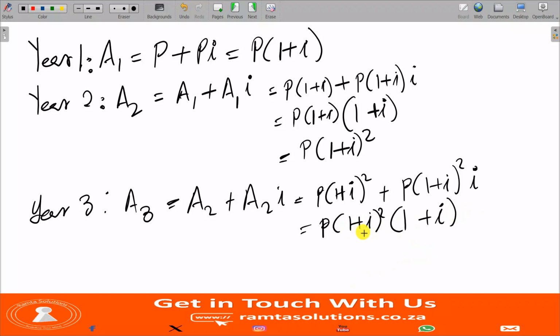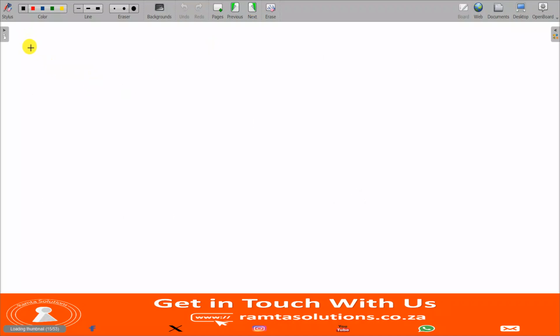Now, when bases are the same, we add exponents. What is this? This is (1 + i) cubed, isn't it? This is P(1 + i) cubed. Right? Perfect.